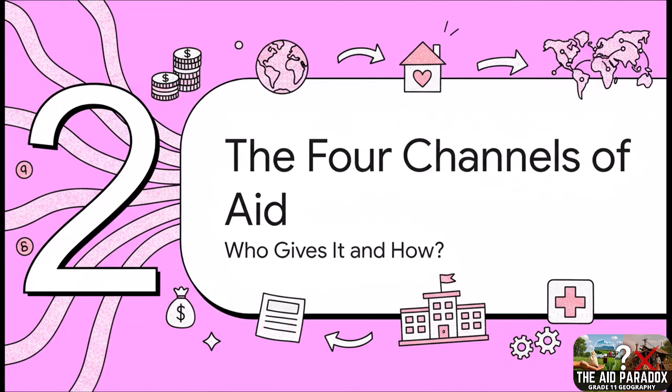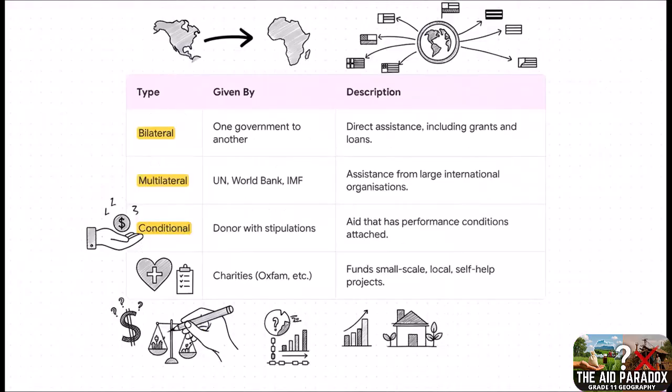So where does this money actually come from? It's not like there's one giant bank account for foreign aid. The money actually flows through four main channels, and you really need to know who's giving it and how they're giving it to understand the impact it has on the ground. Let's do a quick run-through.